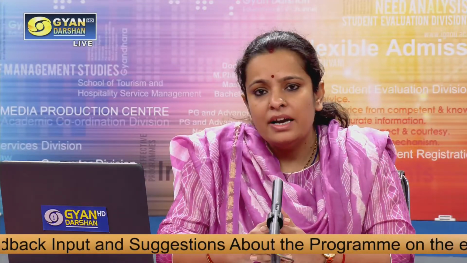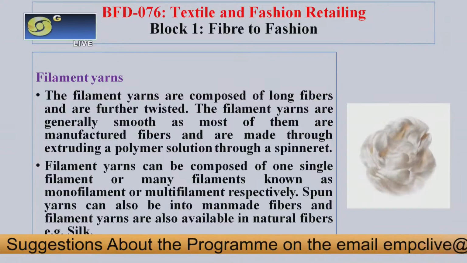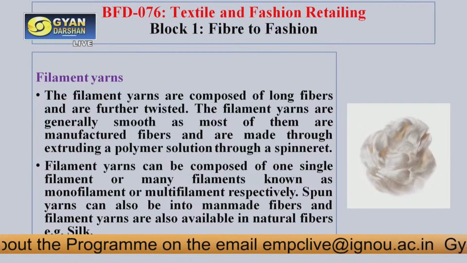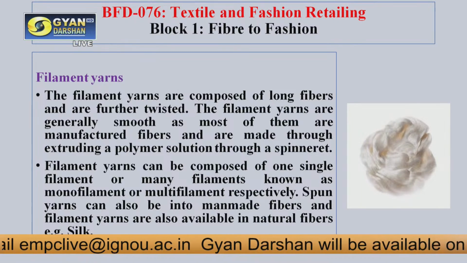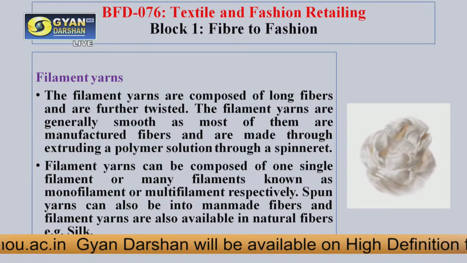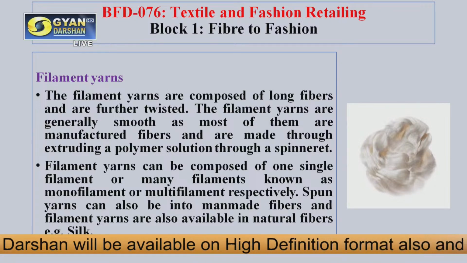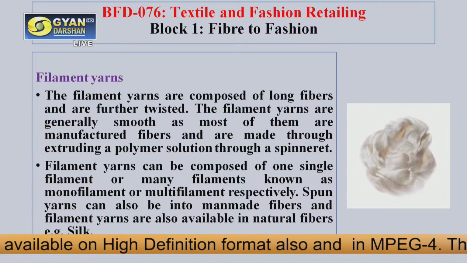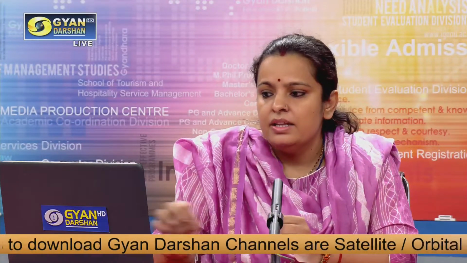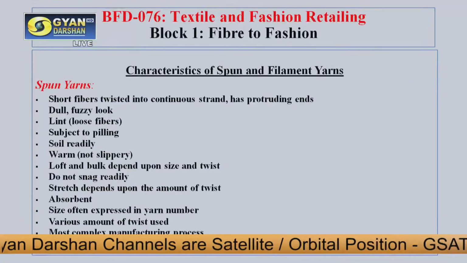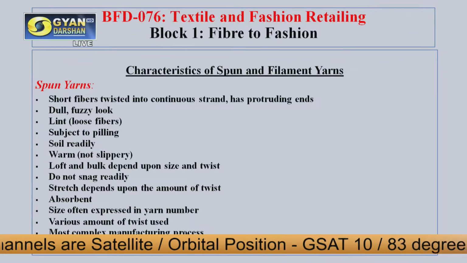Filament yarn can be composed of one single filament or many filaments, known as mono or multi-filaments. Spun yarn can also be made from man-made fibers, and filament yarn is also available in natural form, the main example being silk fiber. So these are the two main types of yarns we have, spun yarn and filament yarn. Then what are the characteristics of these two yarns?